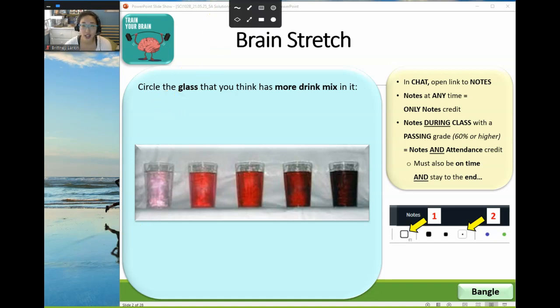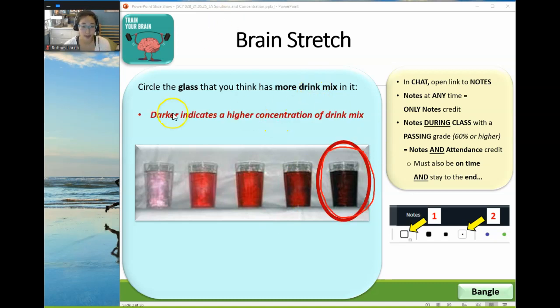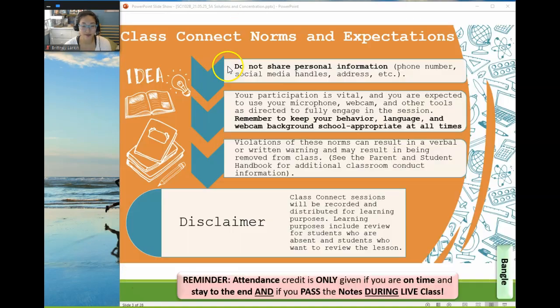All right, so taking a look here, you probably said that the one with more drink mix is the darker one, and if so, that's probably correct. The reason why is we know that generally as we add more drink mix to a drink, it gets darker, it gets sweeter, it gets more flavorful, right? So those are some of the traits that we can use to observe that it has more drink mix. The darker one indicates what's called a higher concentration of that drink mix. It has more of it in there.